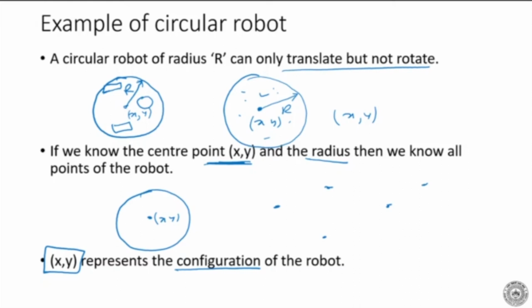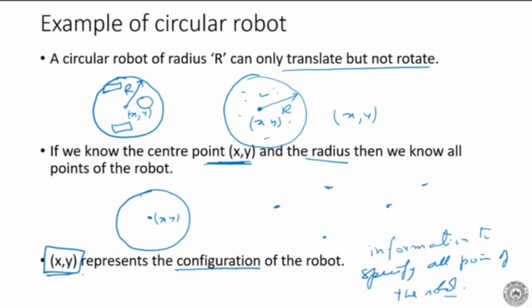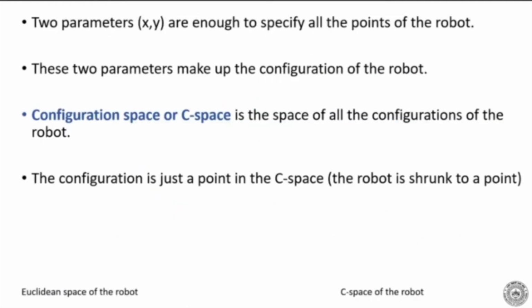So, this is the information to specify all points of the robot. What is this information? It is XY. And so, what we say is that two parameters x and y are enough to specify all the points of the robot. Why? Because r is known. The radius of the robot is known. That means if I tell you xy, now you know where the other points of the robot are. Now, these two parameters make up the configuration of the robot.